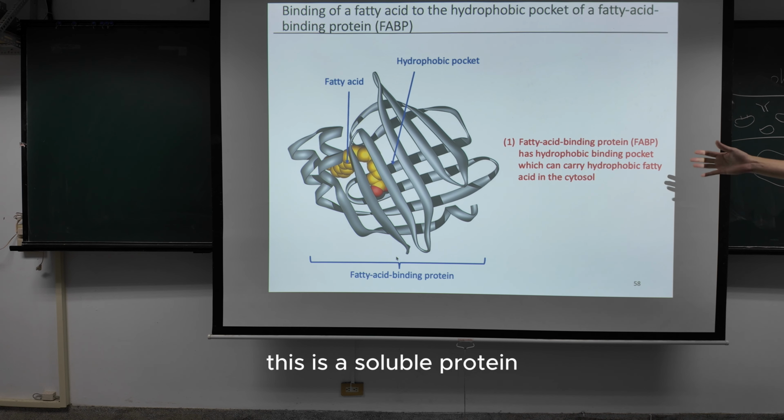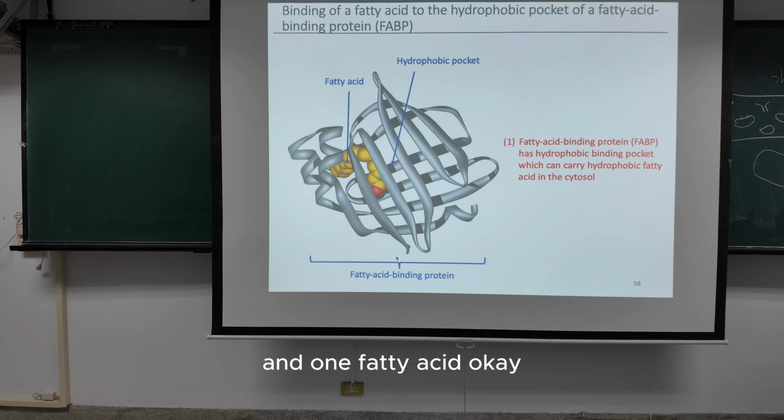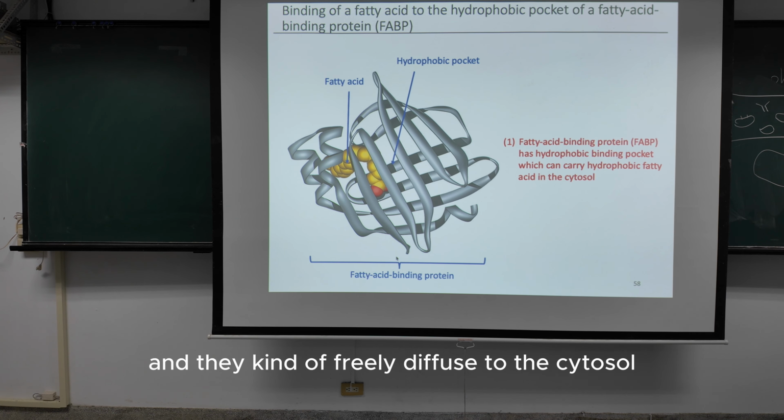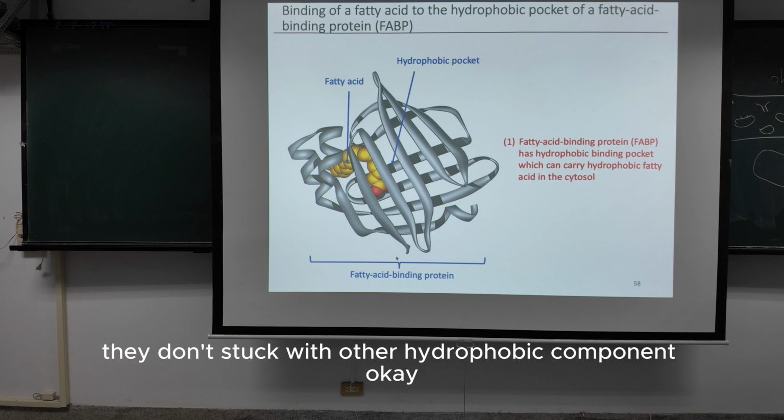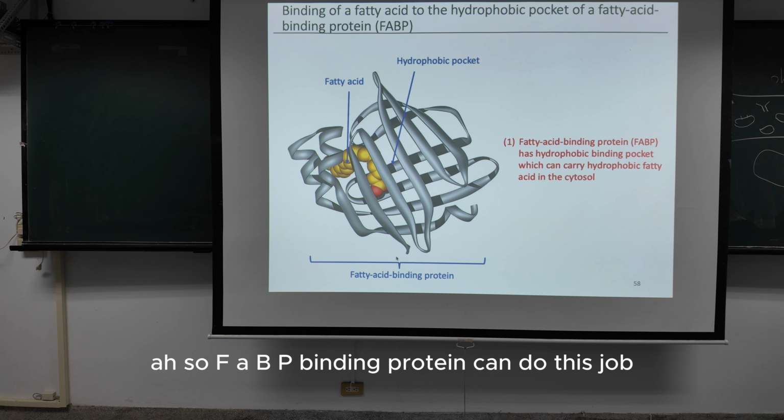This is a soluble protein. Soluble proteins always have a hydrophilic surface, so that is why you see a lot of beta strands. They are hydrophilic on the surface, but they have a hydrophobic pocket in the interior. They use that pocket to collect the fatty acid tail. So the fatty acid will bind here and they freely diffuse through the cytosol and help them properly approach the ER membrane. They don't get stuck with other hydrophobic components. Okay, so the fatty acid binding protein FABP can do this job.